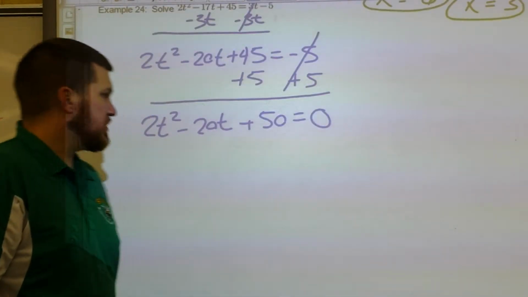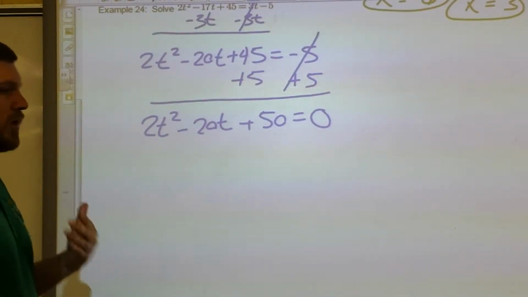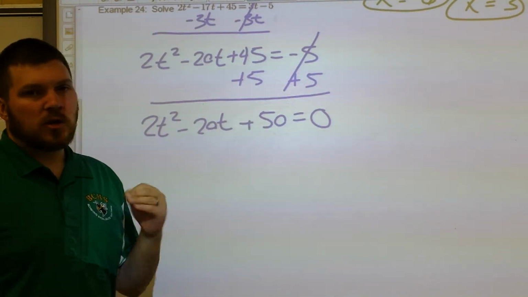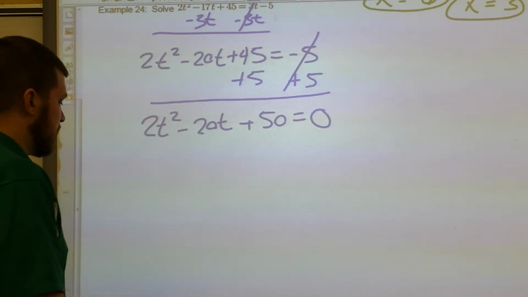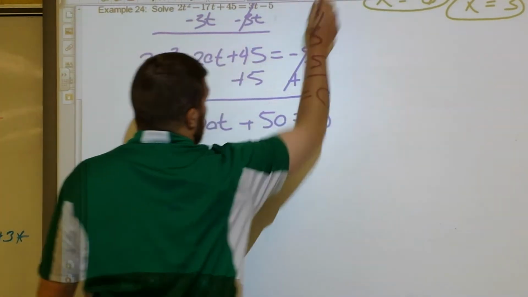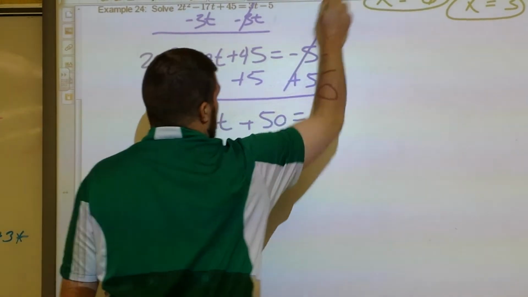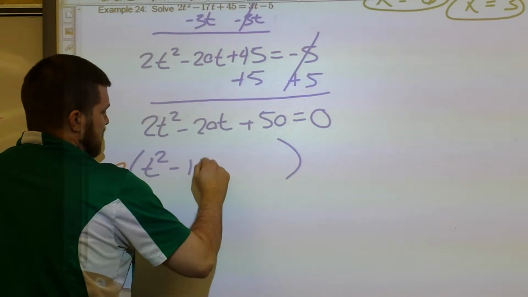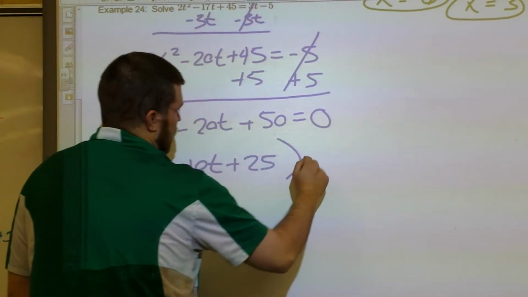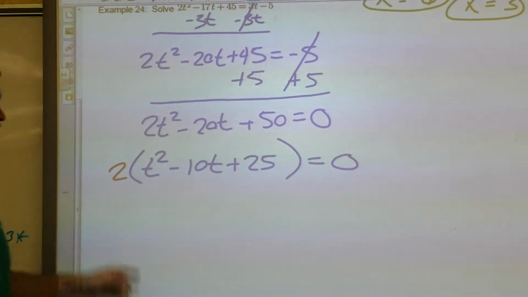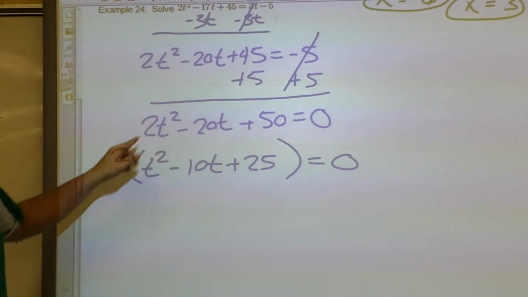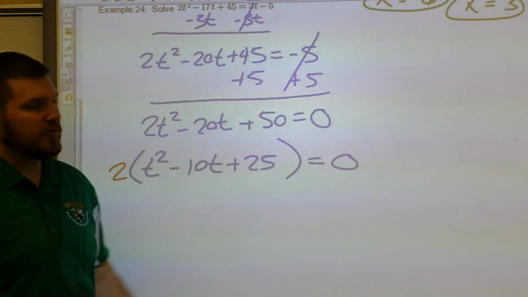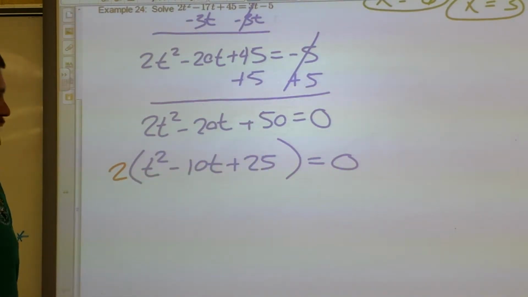Alright, and so what I'm looking for now is always, can I pull out a greatest common factor, or GCF? I notice that all three of my numbers are even, so I can always pull out a 2. So I'm going to go ahead and do that. Let's pull out a 2. And that means on the inside, I have t squared minus 10t plus 25 equals 0. You can double check yourself because 2 times t squared is 2t squared, 2 times negative 10t is negative 20t, and 2 times 25 is 50. So I haven't changed the problem. All I did was rewrite it a little bit.